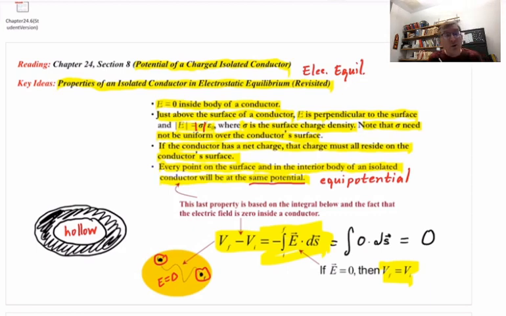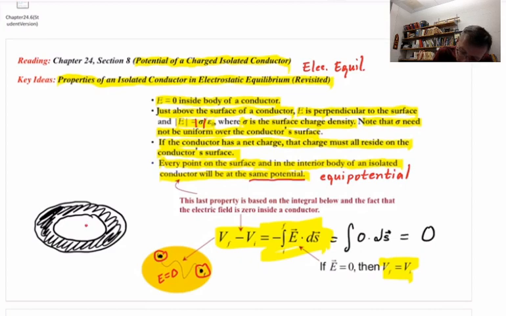Then an interesting question arises. What if I pick a point, I'm going to erase that word I just wrote in there. What if I pick a point I that's somewhere in that hollow part and a point F that's in the body of the conductor? Are those 2 points at the same potential, even though I isn't in the body of the conductor?